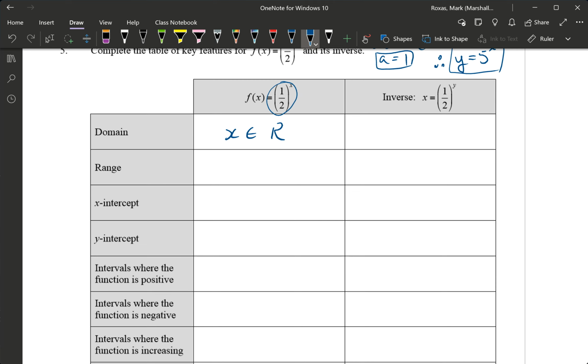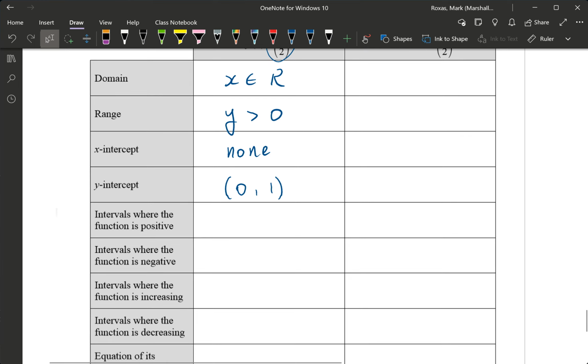Okay. And the range of this function, remember, for an exponential function, we have a horizontal asymptote on the x-axis. So the y value is going to be greater than 0. With the horizontal asymptote, we have no x-intercepts. And we do have a y-intercept. That's the starting point, the initial value, which is (0, 1).